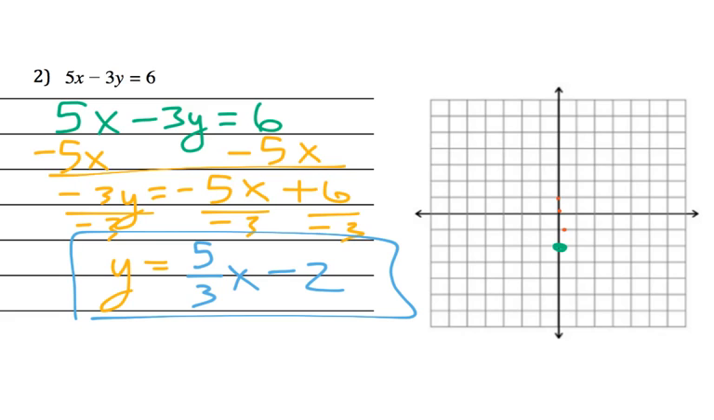1, 2, 3, 4, 5. And then over 3. 1, 2, 3. And then I'll put a closed circle there so that I'm modeling how if you did that and used a ruler, it would be a much straighter line. And here's the x and the y-axis. And you can even label these lines to be more thorough.